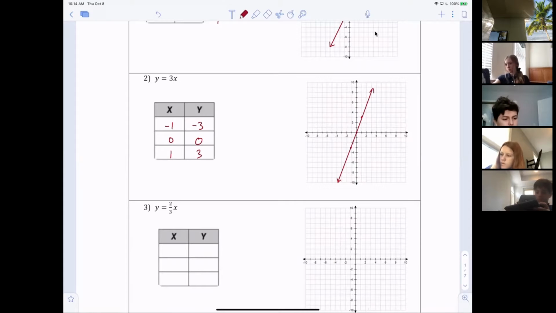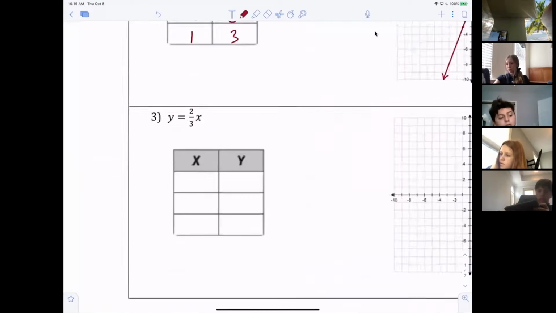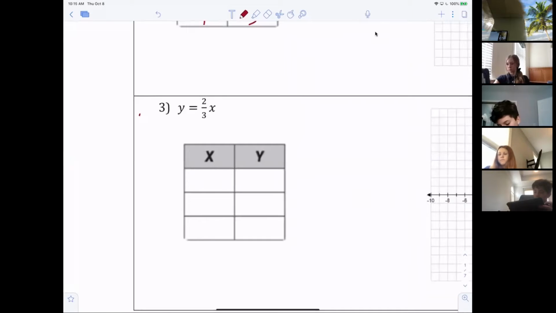Now we're going to talk about number 3 for a second. Everybody needs to put a little star by number 3. A little bit more difficult. Not really. Why don't I want to put -1 in? Because you'll get a fraction, -2/3. Do I know where -2/3 is? Yes, but it's only an approximation. So I don't want to put in -1 this time.